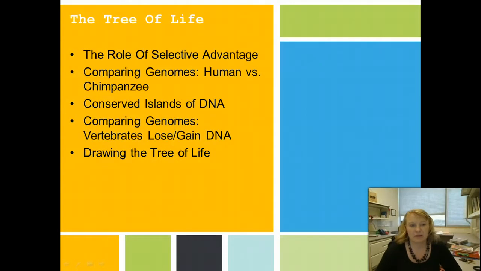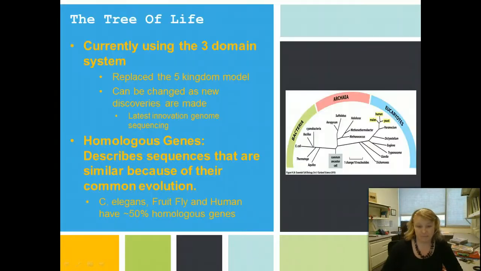So let's talk about what we're going to talk about in the tree of life. When we're focusing on the tree of life, we're going to talk about this role of selective advantage. We're going to talk about comparing the genomes between human and chimpanzees, conserved islands of DNA, comparing the genomes between vertebrates, and then drawing the tree of life.